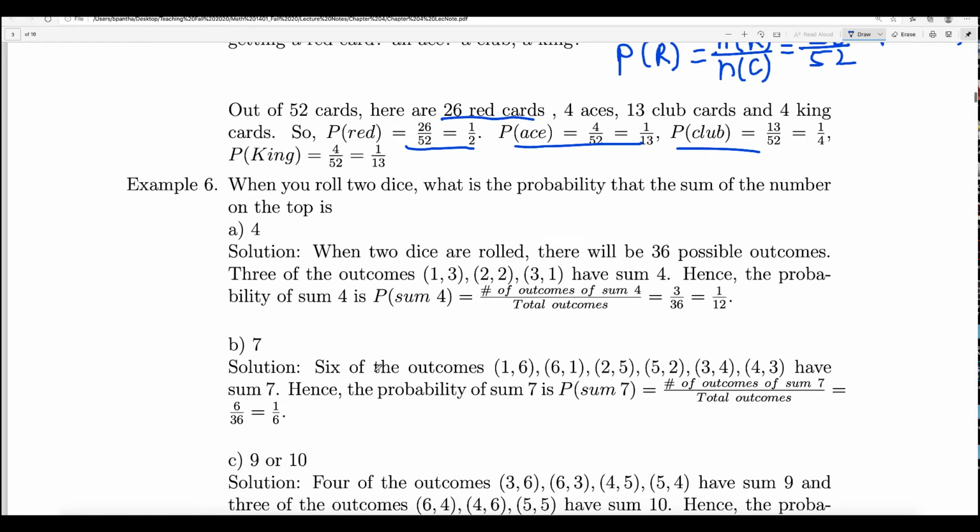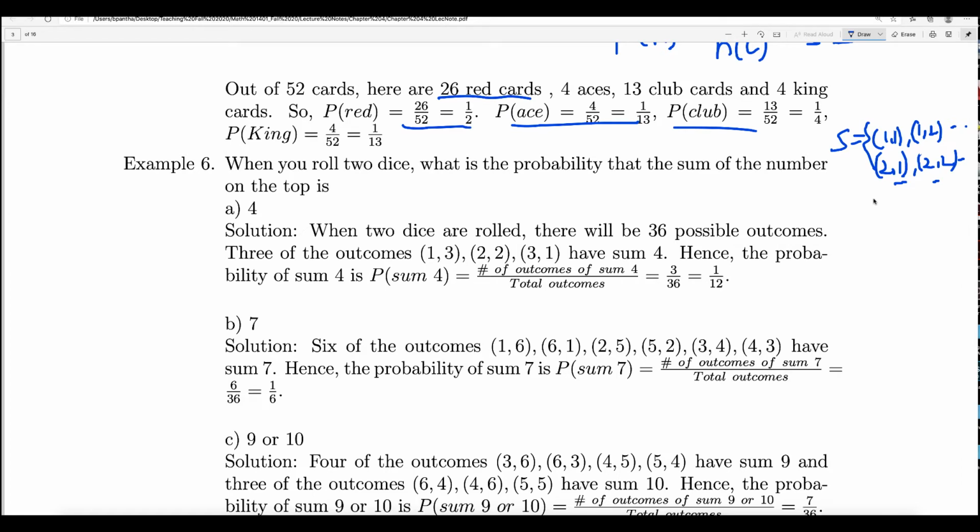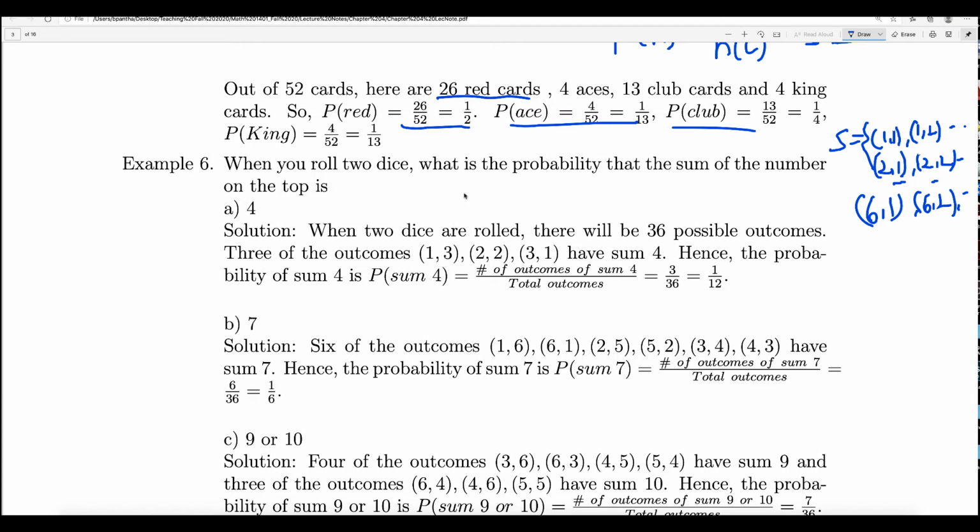Let us do one more example. When you roll 2 dice, what is the probability that the sum of the numbers on top is 4? If you roll 2 dice, do you remember what the outcomes look like? The sample space looks like 1 1, 1 2, and so on. Similarly, 2 1, and then 2 2, and so on. Finally, you'll get 6 1, and then 6 2, and so on. Now, you want to find the probability of getting the sum 4. How many outcomes will have sum 4? That will be 1 3, 2 2, and 3 1. These are the only outcomes from the sample space that have sum 4.